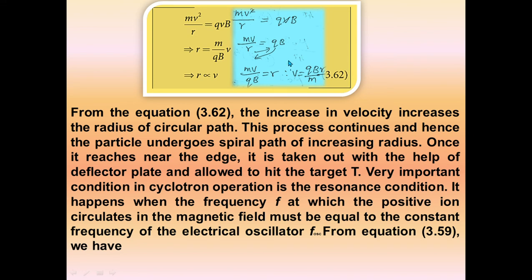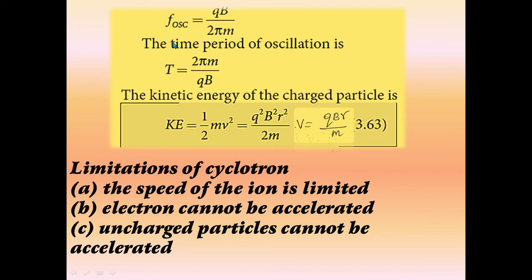The next derivation: the oscillation frequency is equal to QB divided by 2 pi m. So what is the formula of time period? Time period is the reciprocal of the frequency, and frequency is the reciprocal of the time taken. Taking the reciprocal of this term, we obtain the time period value. The time period of oscillation is 2 pi m divided by qB.